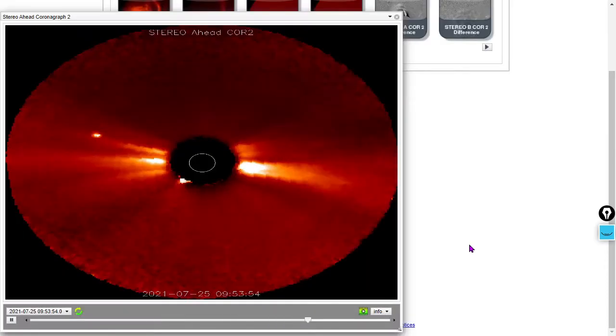And going back to stereo A to see, indeed, there is a little bit of ejecta here coming out. It's still just a coronal mass ejection watch. We'll let you know when it really happens. By the way, if you're wondering what this is, it's Mercury.